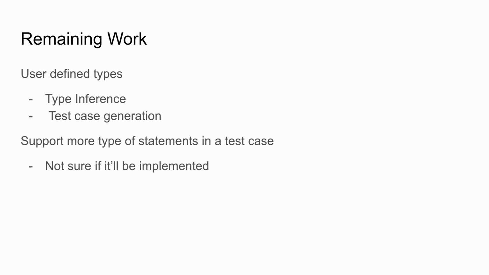And currently we have remaining work to do. The first one is user-defined types, namely classes. We have to make type inference work for them, and we also have to generate test cases that include such arguments. Also, Siraj mentioned the types of statements that EvoSuite generates, such as assignments, methods, fields, and so on. We also thought about implementing that, but we are not sure if we will be able to finish it or not.